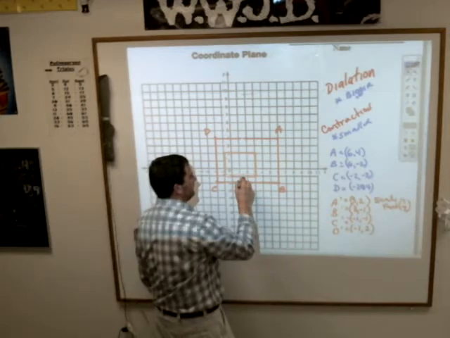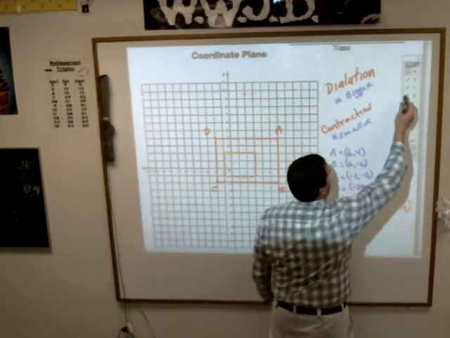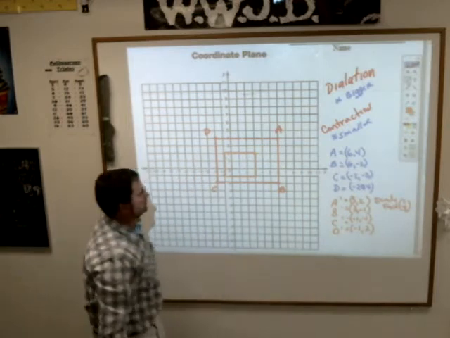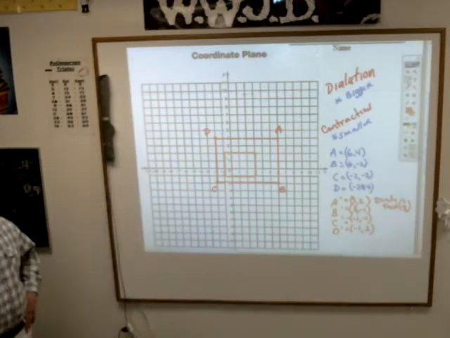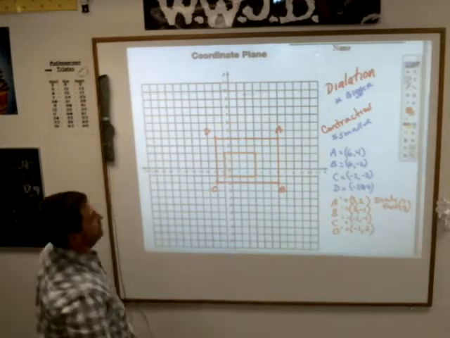So hopefully your rectangle looks very much like my rectangle. We should darken it up a little bit, but you're probably good, I suppose.